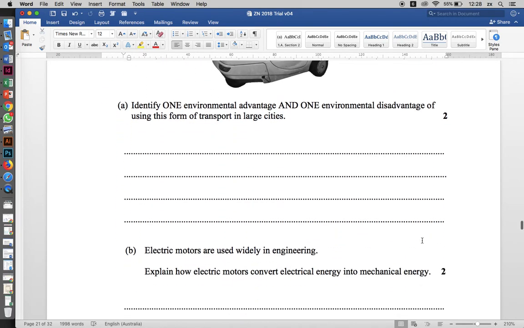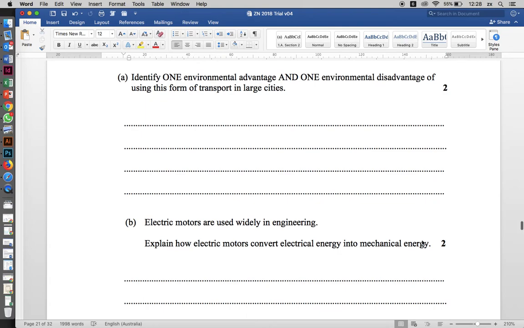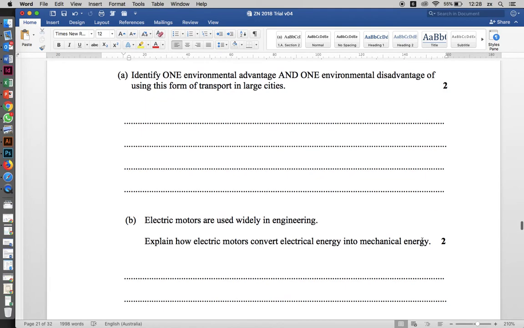Okay, personal public transport. Identify one environmental advantage and one environmental disadvantage. Okay.